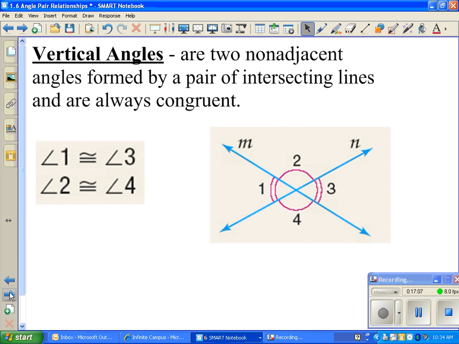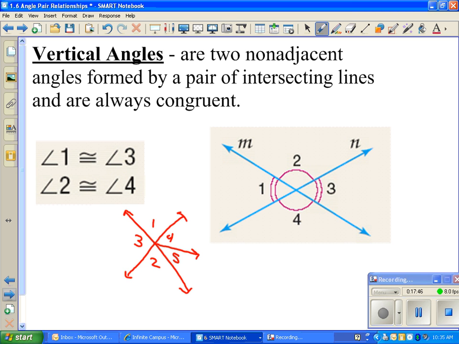So here's the deal. You've got 2 lines that intersect. The ones directly opposite each other are called vertical angles, and they're always equal. So if I have line N, they're intersecting. Angle 2 and angle 4 are equal. Angle 1 and angle 3 are equal. If I have something like this, okay? Guys, you see this? 1 and 2 are equal, right? 3 is not equal to 4. Why?